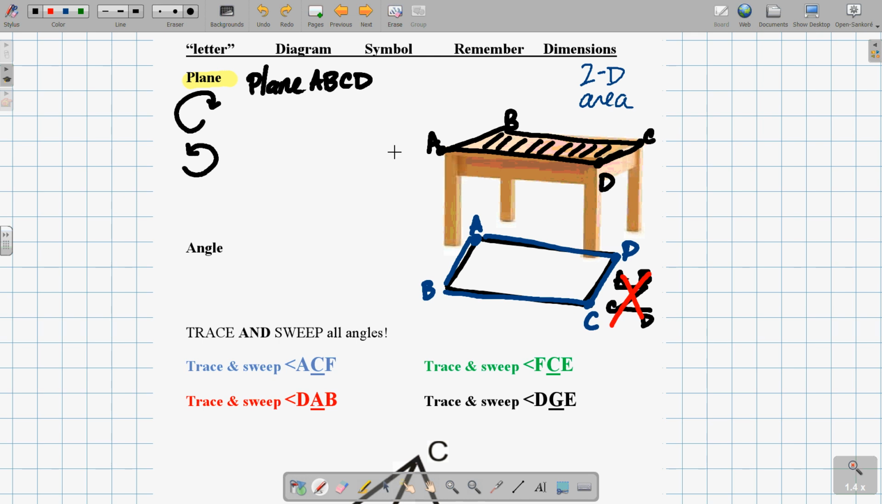Or I could use a minimum of just 3 letters. I could call this plane ABC if I wanted to, even though there's an additional point. Another way we name planes is in the upper right-hand corner, you can put a cursive letter. It's cursive, that means it's not points. For example, there's cursive Z, upper right-hand corner, and you can name the entire plane by a cursive letter. I could call that plane Z if I wanted to.